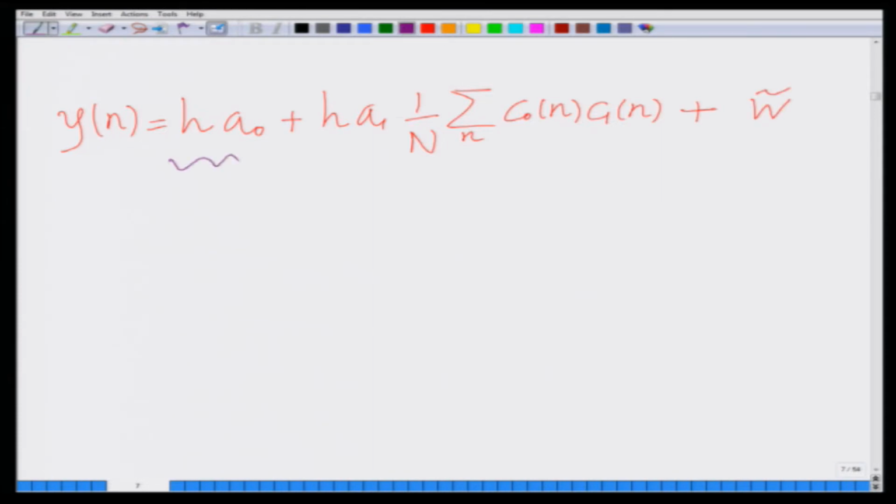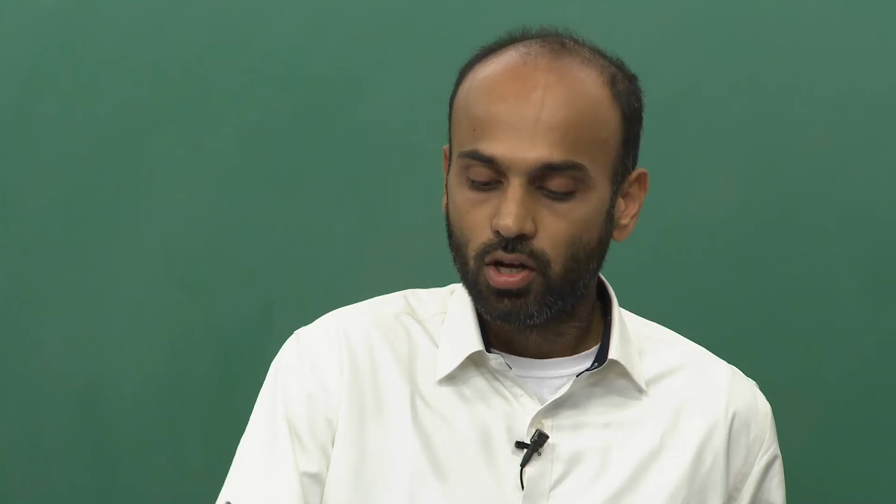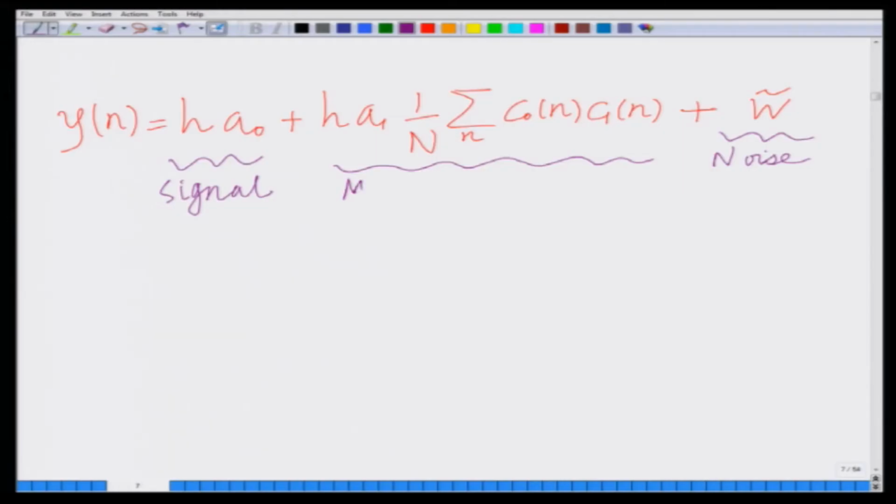Out of these three components, we have seen two already. The first one, h a naught, is the signal component, the last one, w tilde, is the noise component, and this component in between, which is h a 1 times 1 over n summation c naught n c 1 n, is the multi-user interference component. This is a new component which arises in a CDMA system because of the simultaneous transmission to multiple users.